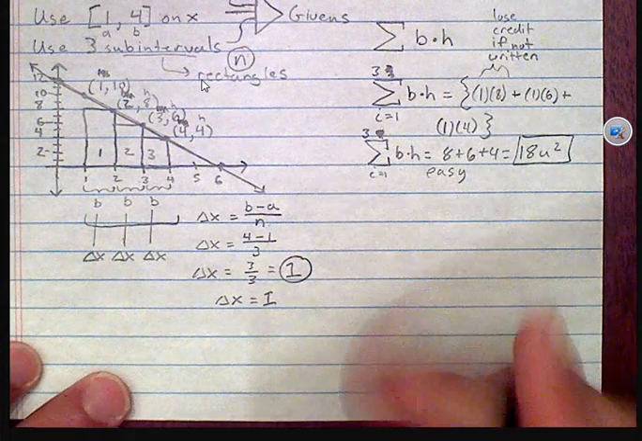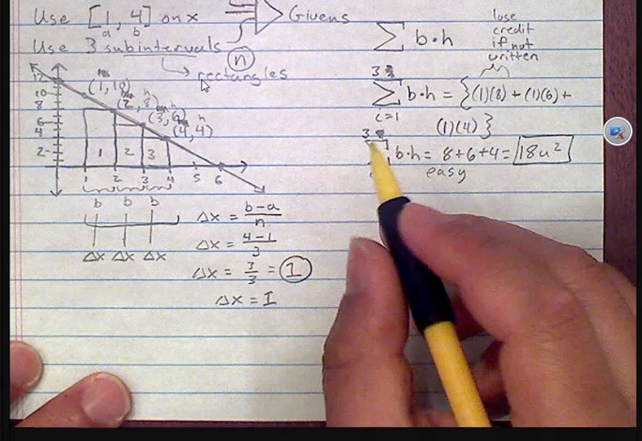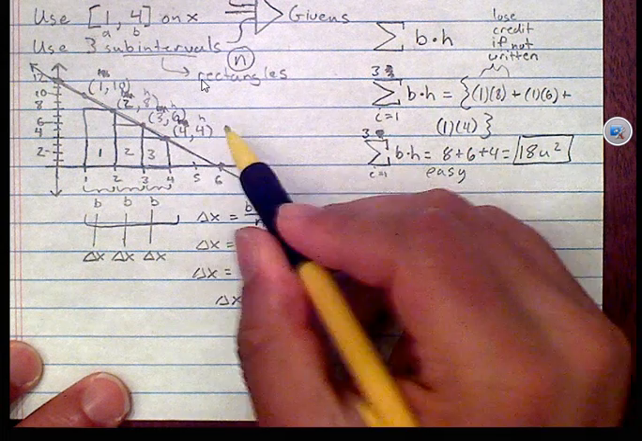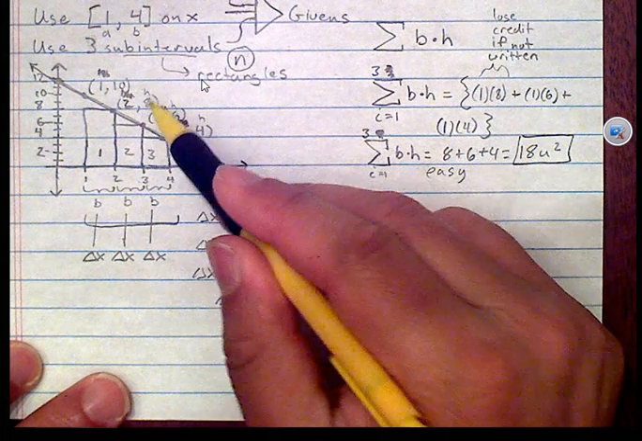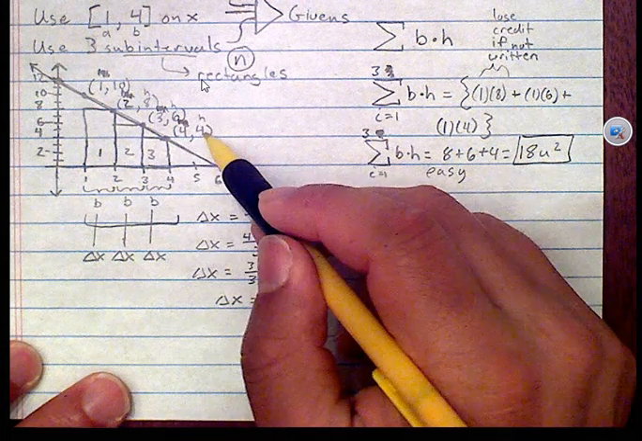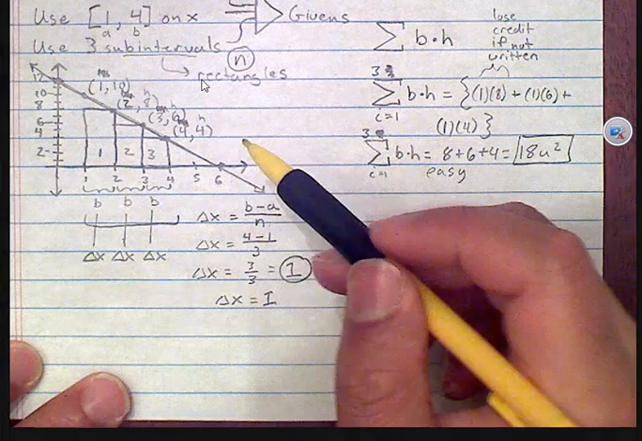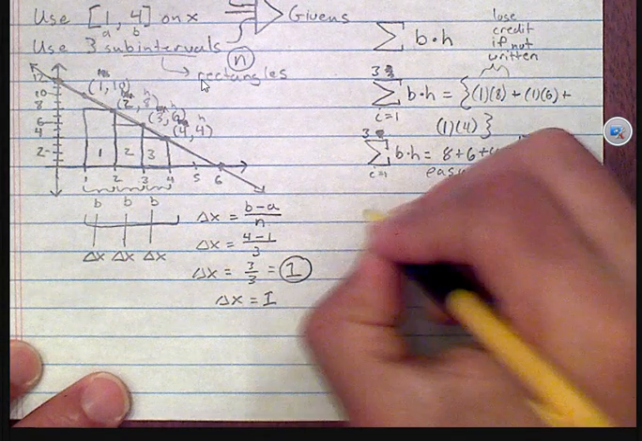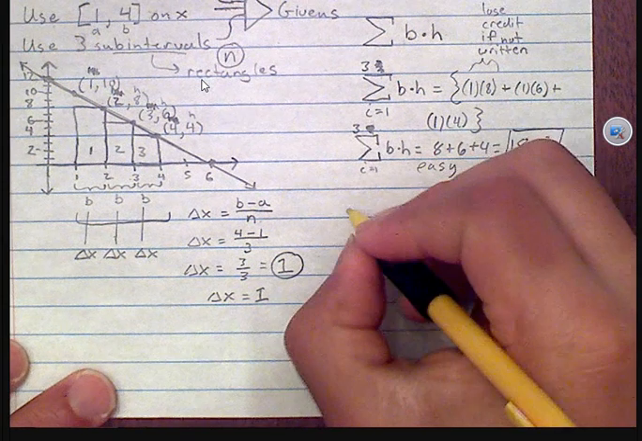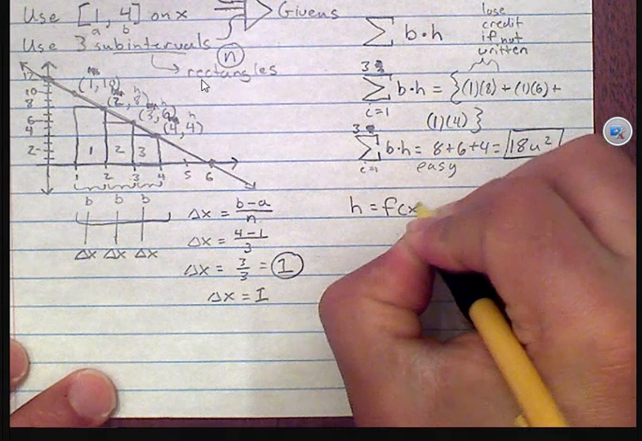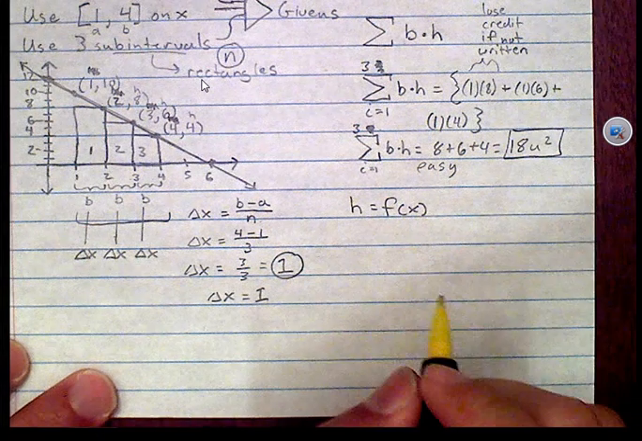Alright, so the actual formula here. We've got the base, now we want to get a formula for the height. Well, the height is the y. Notice all the heights are the y's. So the heights are the y's. So basically we can make a statement saying h is equal to f of x. So that's what we need to find.